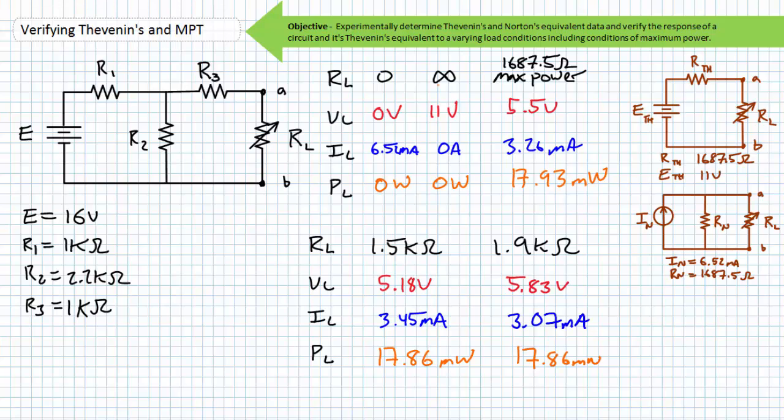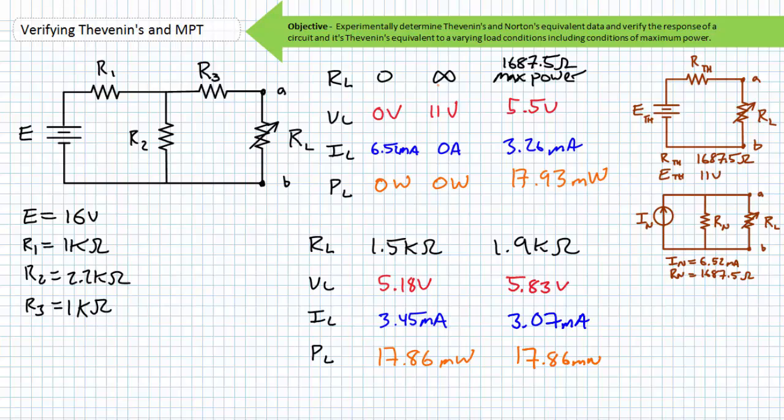When RL is increased to 1.9 kiloohms, we find the voltage drop across it to be 5.83 volts, the current through it to be approximately 3.07 milliamperes, and the power dissipated by it to be approximately 17.86 milliwatts. Again, notice when load resistance was slightly increased from maximum power conditions, the current decreased ever so slightly. However, the voltage rose ever so slightly. The combined effect is that the power at 17.86 milliwatts is ever so slightly less than the maximum power conditions when load resistance is slightly more than optimum.